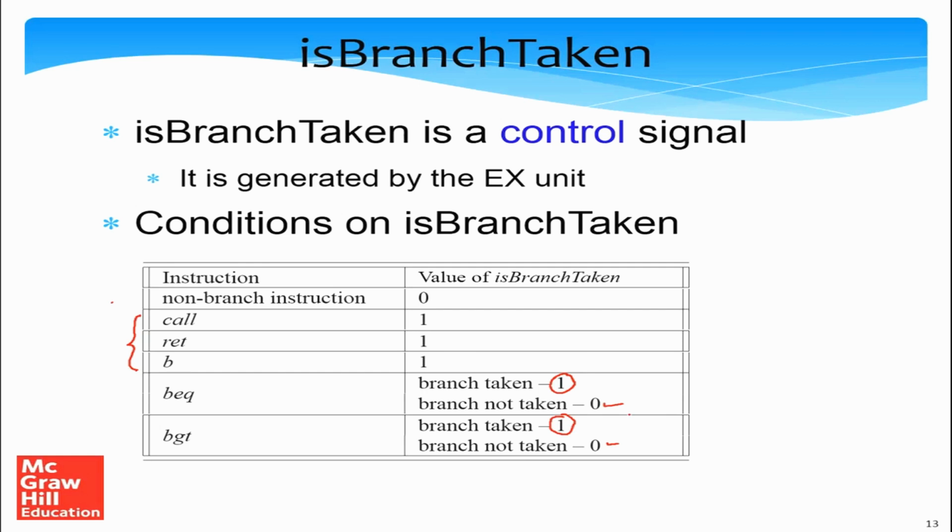Alright, so is branch taken basically says whether it's a taken branch or not. If it is not taken because beq and bgt evaluate to false, or it's not a branch instruction, the value of is branch taken is 0, otherwise it is 1.